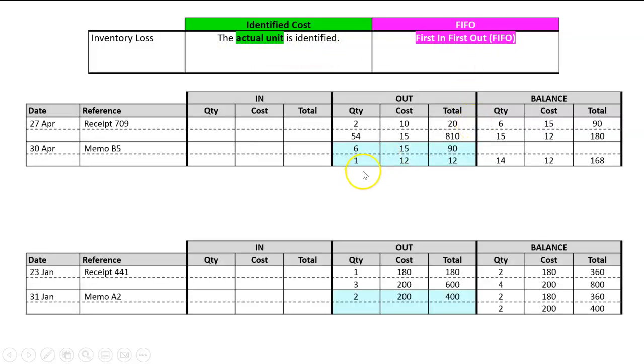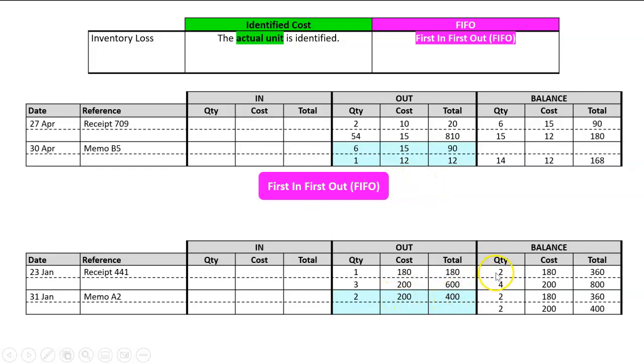Inventory loss. Identified cost will identify the actual unit that's gone. FIFO will just say the first one in was the first one out. So we've got our inventory card here, and let's look at this one. 30th of April memo. So yeah, inventory loss in the out column. Looks like we've lost 7 units. Which 7? Well, the day before we had 6 at $15 and 15 at 12, and it looks like the first ones we assumed went out were 6 at 15, and then the 7th had to have been from the $12 pile, so that's got to be first in, first out.